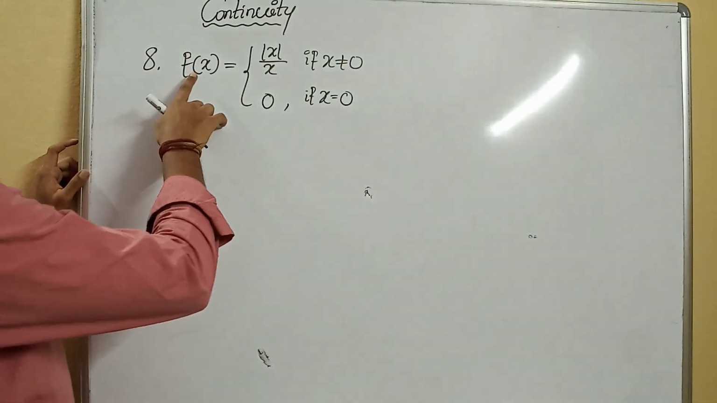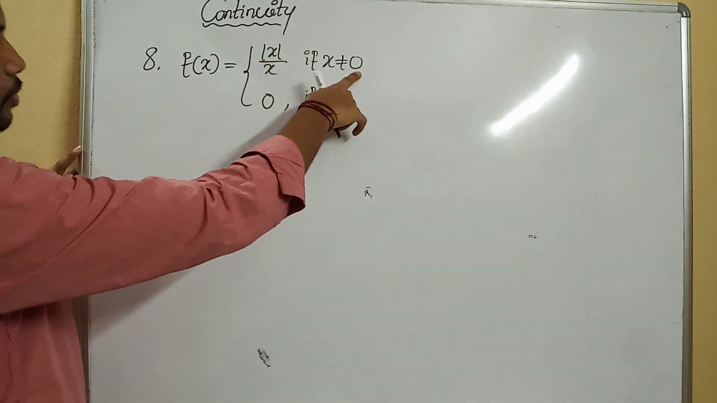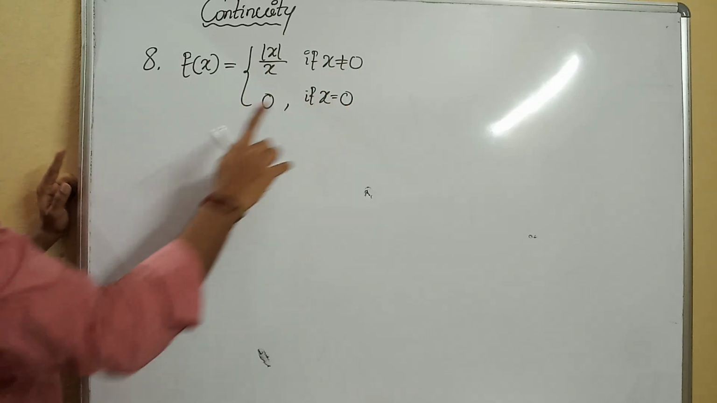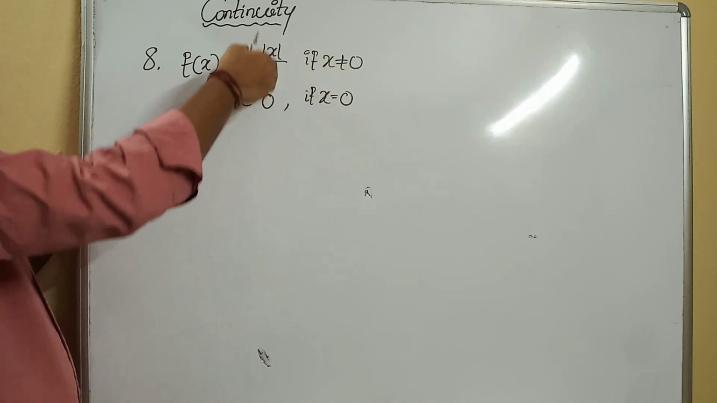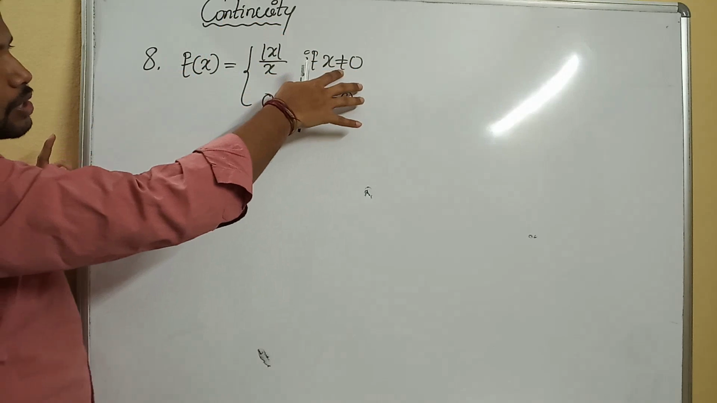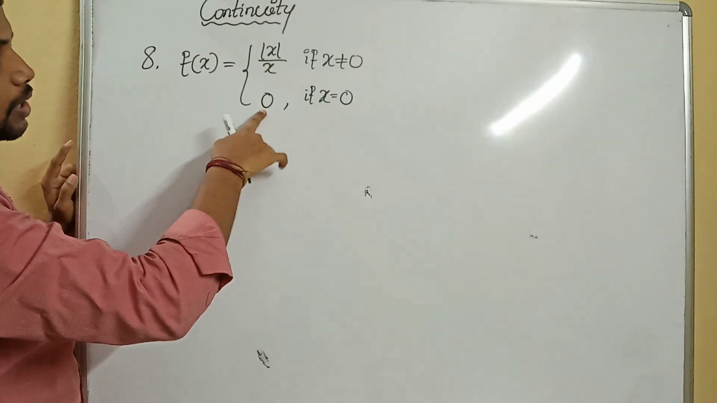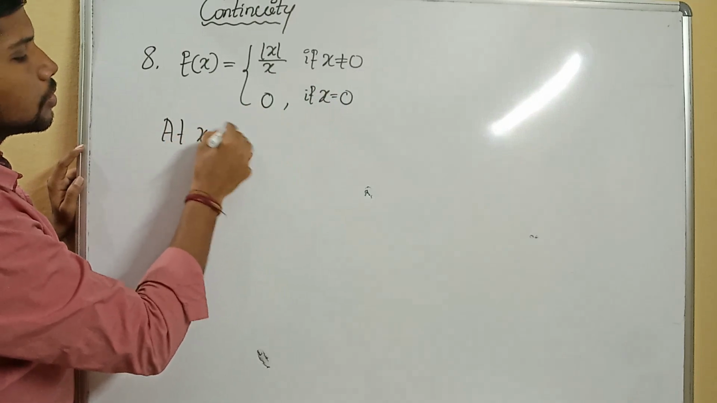The given function is f of x equal to modulus of x by x if x is not equal to 0, and if x equal to 0 it will be 0. I need to check the continuity at x equal to 0 because the function is changing its type at 0 only. If it is not equal to 0, I need to take modulus of x by x. If it is equal to 0, I need to take 0. First of all, I'd like to write at x is equal to 0.